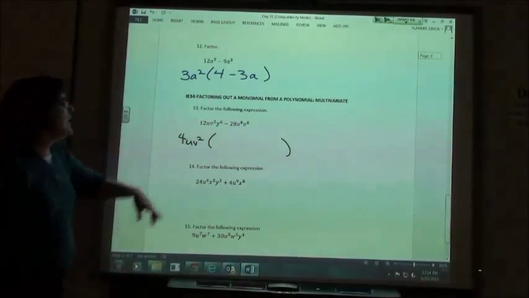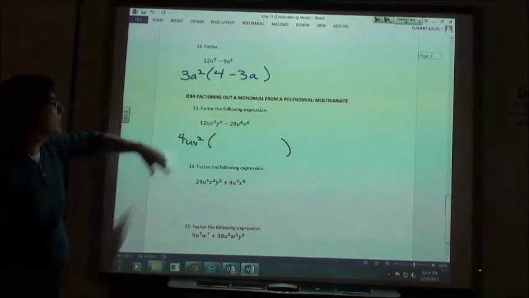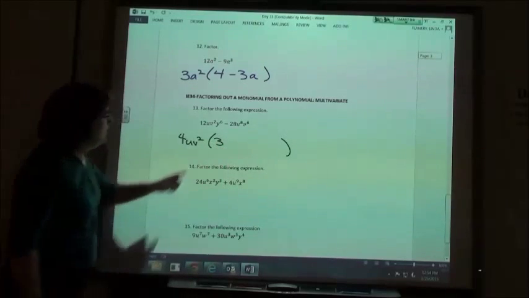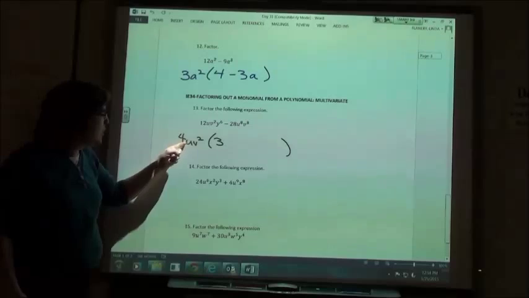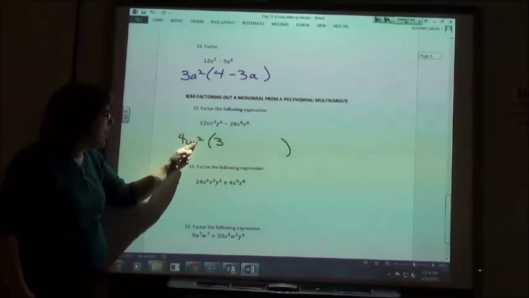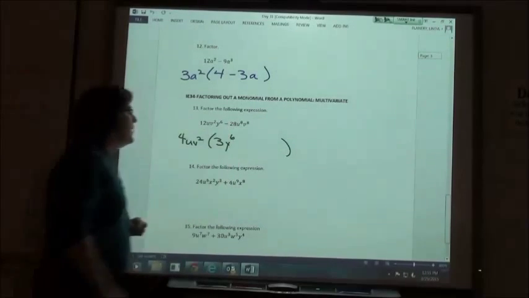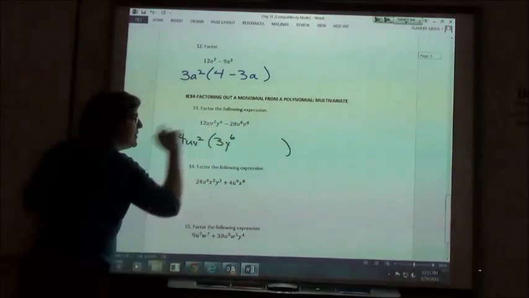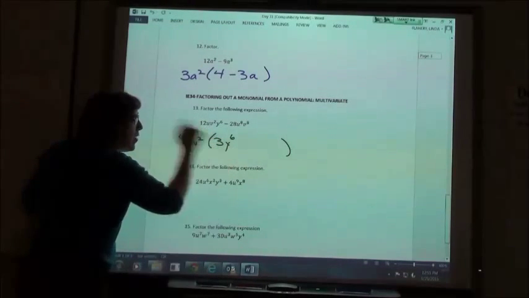So again, just thinking about, I'm dividing my front numbers, subtracting my exponents. So 12 divided by 4 is 3. 1 minus 1, no extra u's. 2 minus 2, no extra v's, but I still have that y to the sixth, right? So you always double check and say, okay, if I take this times this, would I get this? 4 times 3 is 12. I've got the u, the v squared, and the y to the sixth.